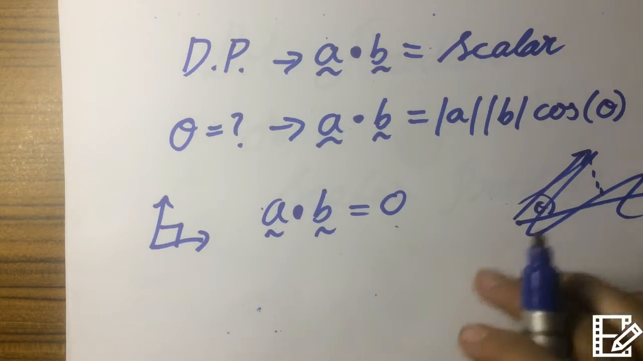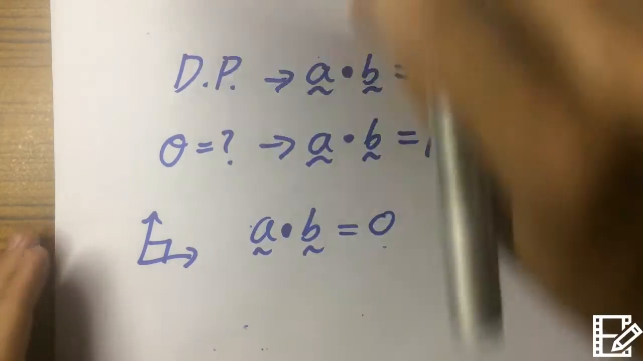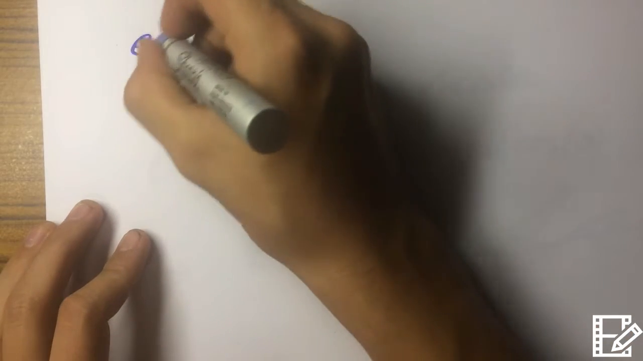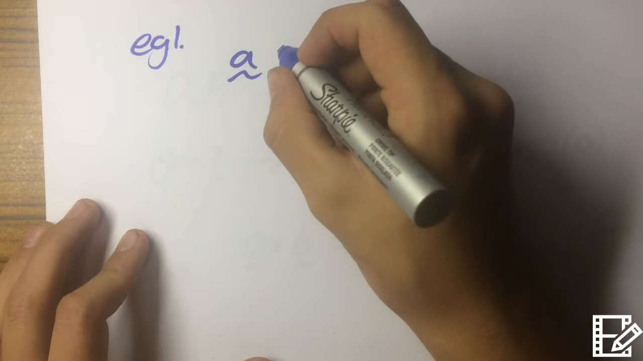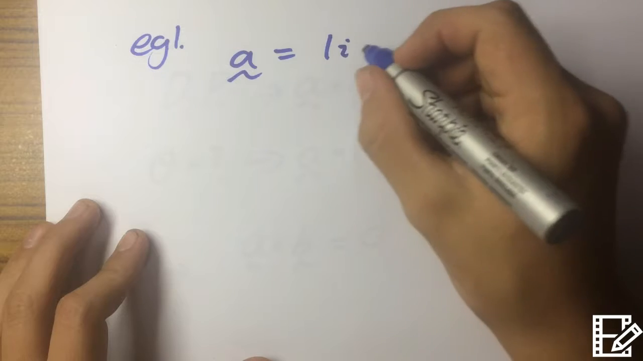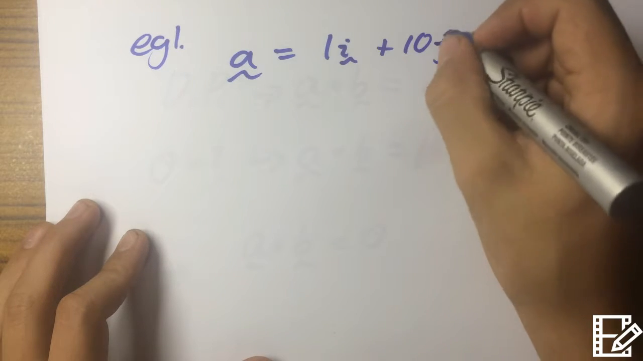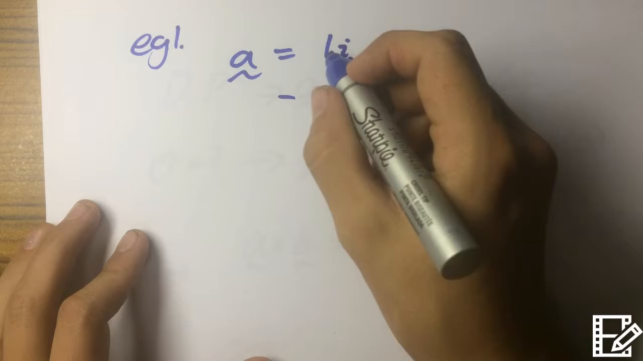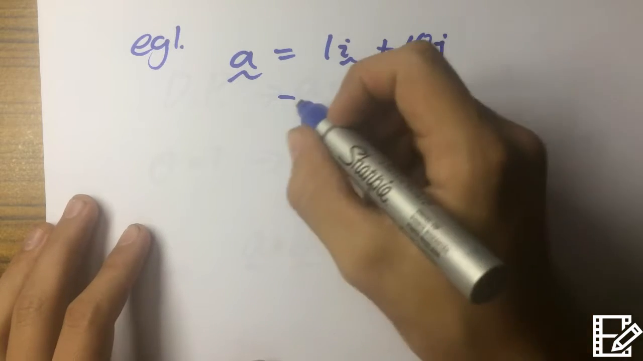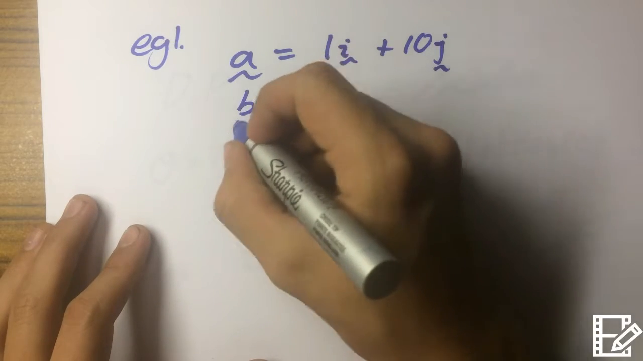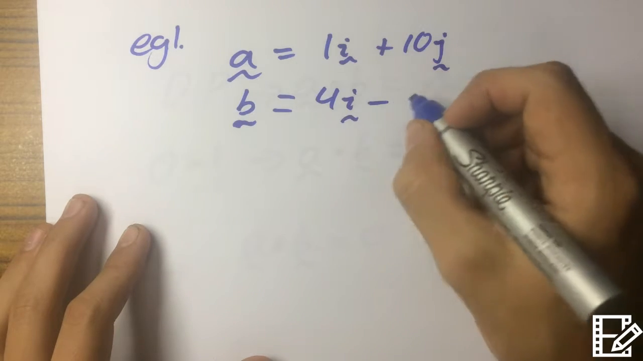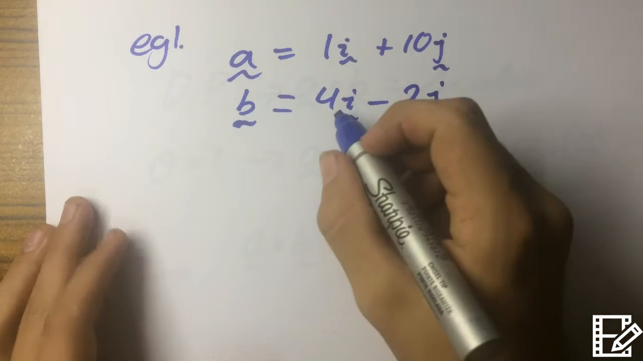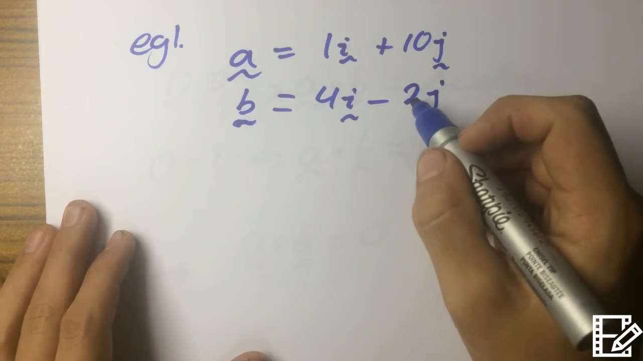So anyway, let's get started. I'll do an example on each one. First will be finding the dot product. So example 1, finding the dot product. We have a vector A, and that equals 1i plus 10j. So it's going 1 in the positive i direction and 10 in the positive j direction. And now we have a vector B, and that'll equal 4i minus 2j, which means it's going 4 in the positive i direction and 2 in the negative j direction.